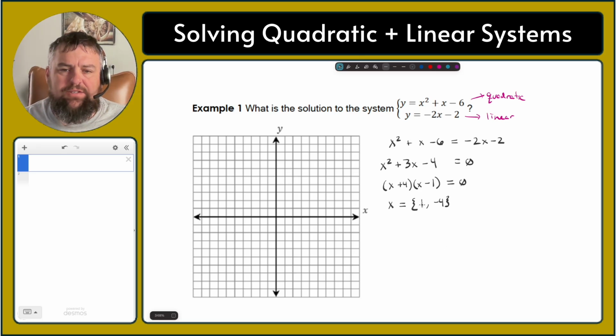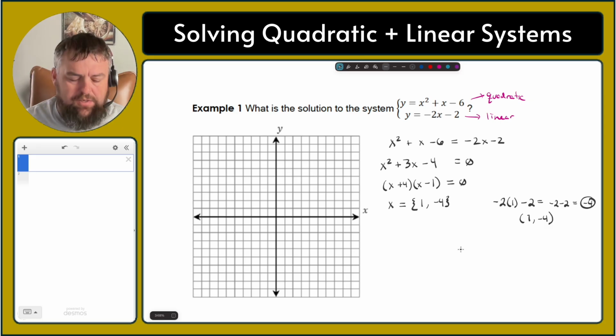Once I have the two x solutions that I'm going to need, I'm going to pick one of the two original equations and plug it in. I'm going to choose the linear one here just to show you what it looks like. We're going to say negative 2 times 1 minus 2. Well, that's just negative 2 minus 2, which is negative 4. So one of the solutions is going to be at positive 1, negative 4. So I'm over here, positive 1, negative 4. I would expect one of the solutions to go through that area.